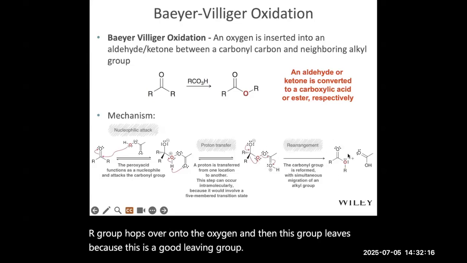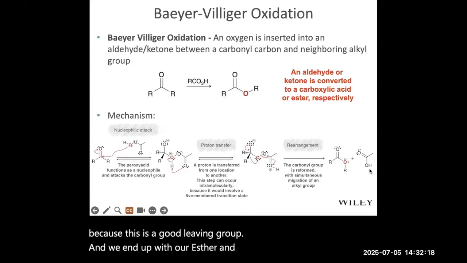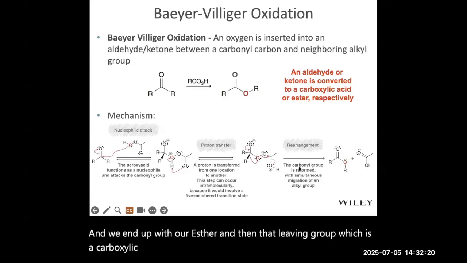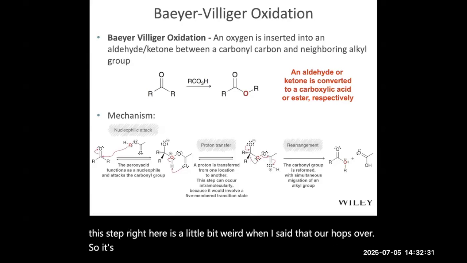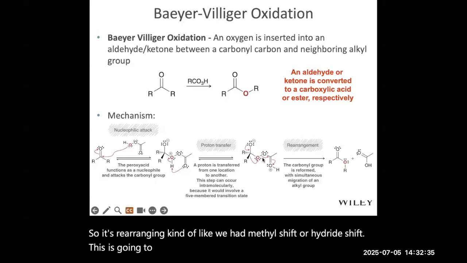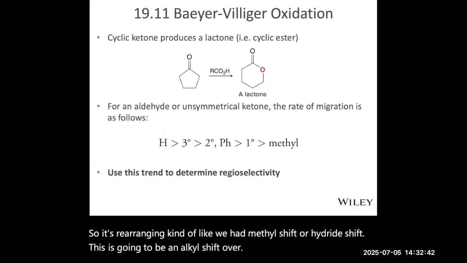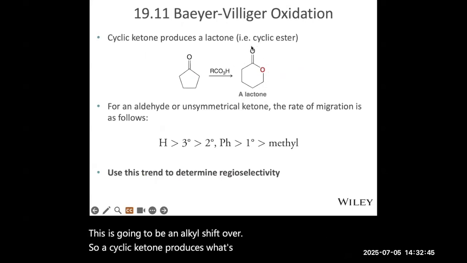And we end up with our ester and then that leaving group, which is a carboxylic acid. And that there is called a rearrangement because this step right here is a little bit weird when I said that R hops over. So it's rearranging, kind of like we had methyl shift or hydride shift. This is going to be an alkyl shift. So a cyclic ketone produces what's called a lactone. And so there's the cyclic ether.